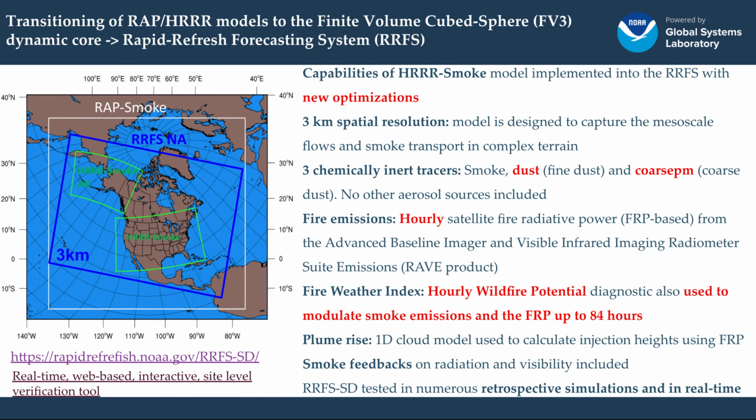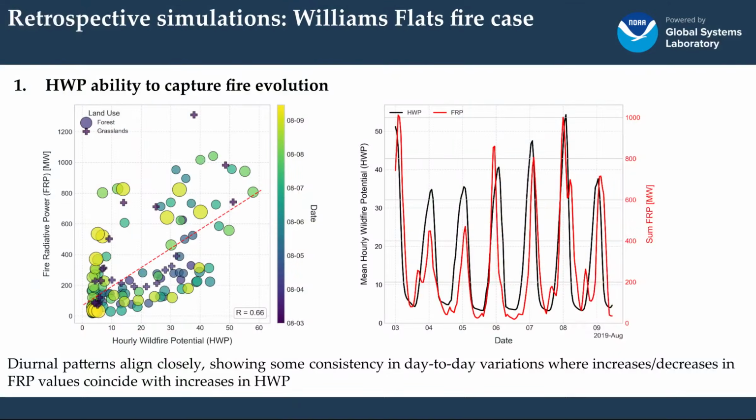The system also has a fire weather index, the hourly wildfire potential or HWP, and it gives us some indication of a fire to develop and also to progress. This index is also used in our system to modulate the smoke emissions and FRP during the run time. The RRFS-SD system is being tested in numerous retrospective simulations and also in real time.